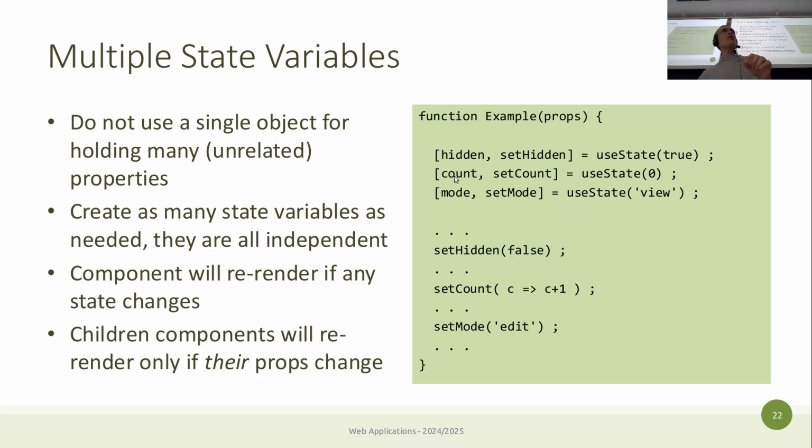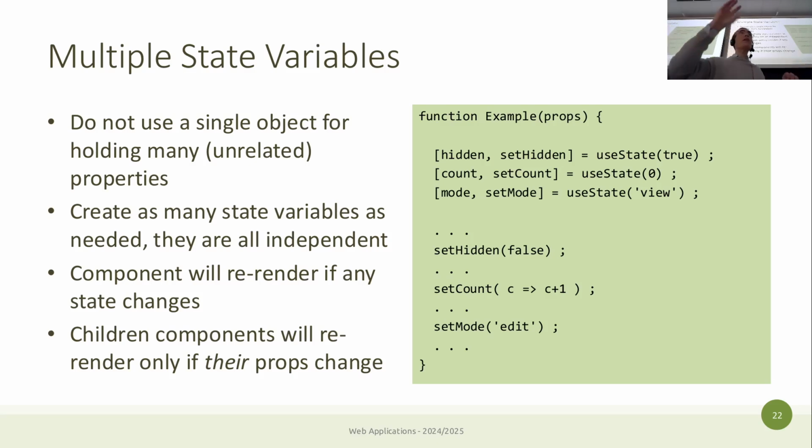If I want to change count, of course, I cannot use set hidden. I need to use set count, okay? And so on. And you can define as many states as you need. That's fine, okay? Create as many state variables as needed. They are all independent. They are all monitored by React because each one has its own set function.